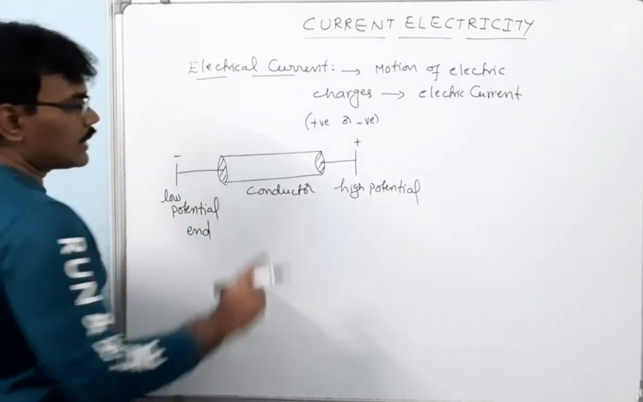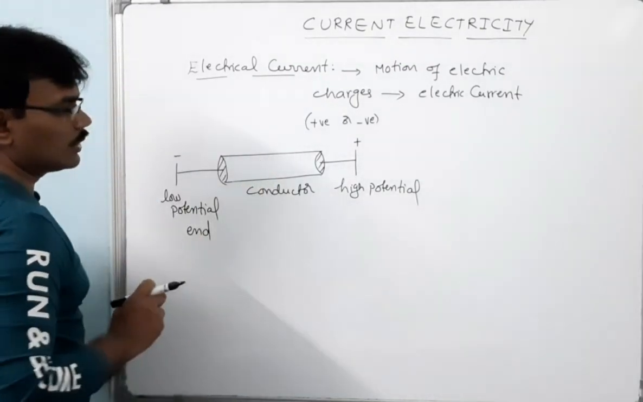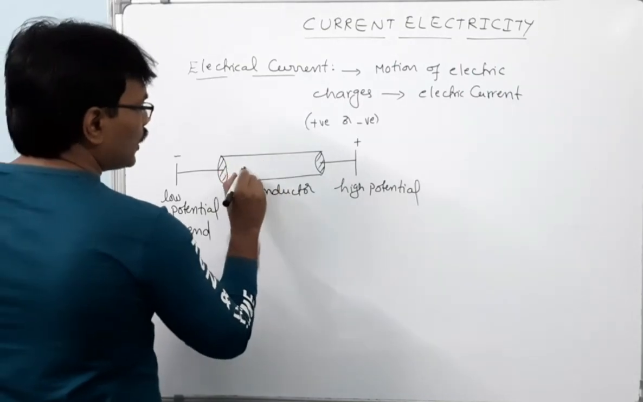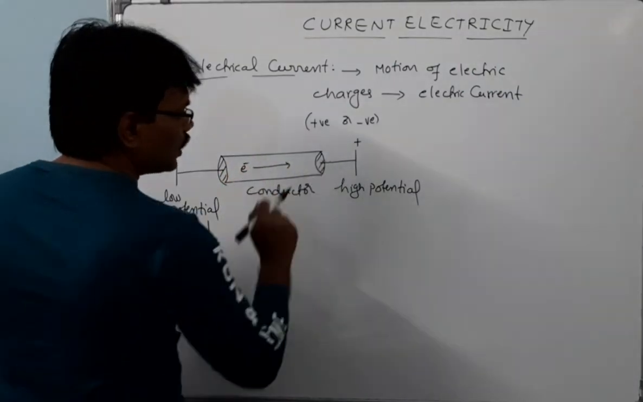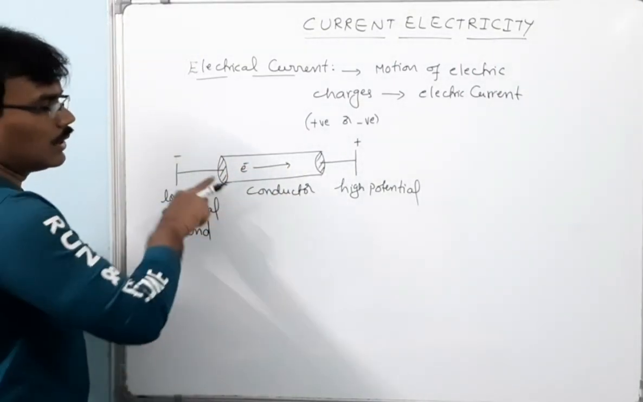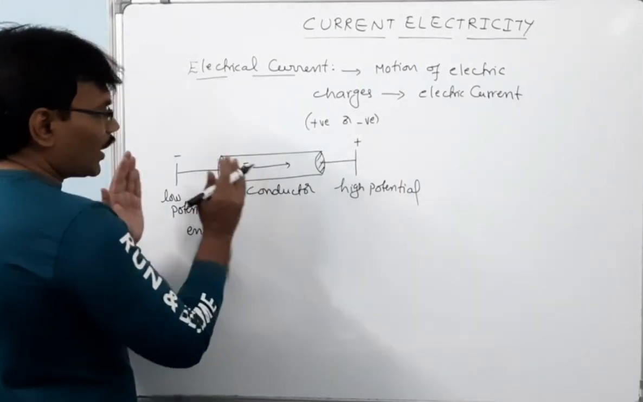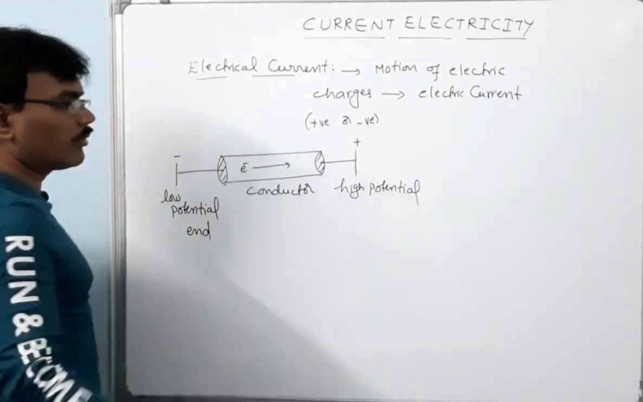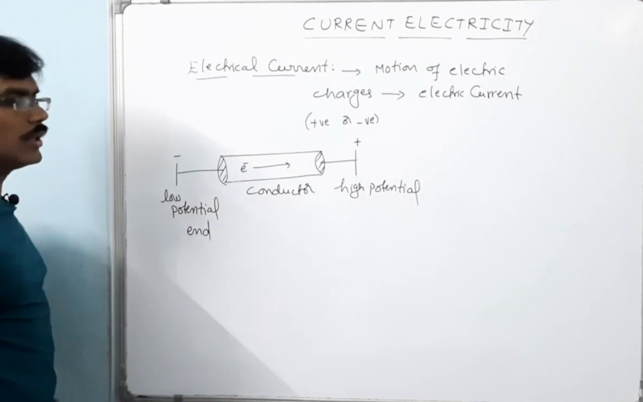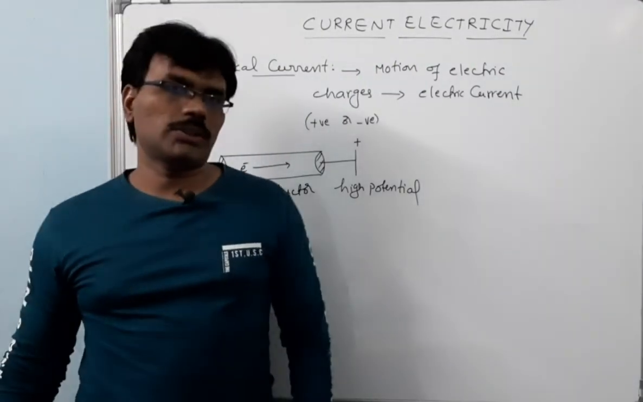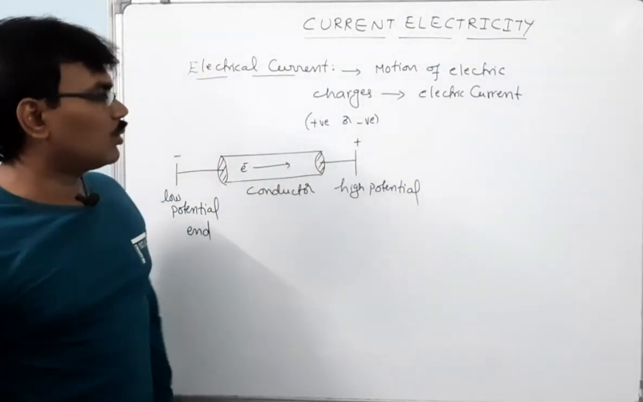Right? So since the conductor has free electrons, obviously those electrons drift towards the positive terminal. That means whenever we maintain a potential difference across the terminals of a conductor, there will be a flow of charge. So there will be a movement of electrons from the negative terminal towards the positive terminal.